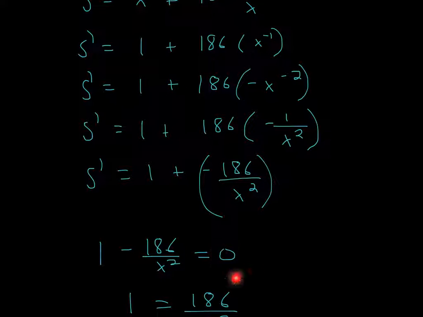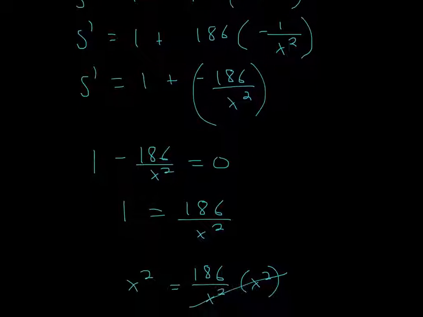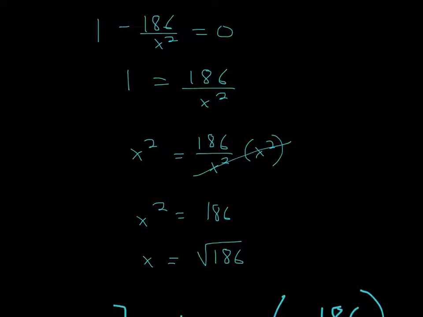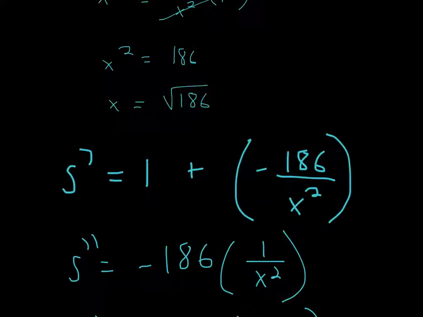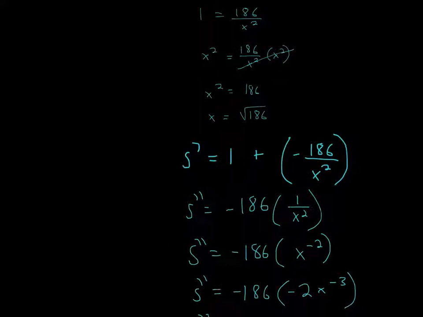I can set this equal to 0. And so, adding this to both sides and multiplying by x squared on each side, we get 186 is equal to x squared, and then square root both sides. Now we have to prove that this is a minimum.